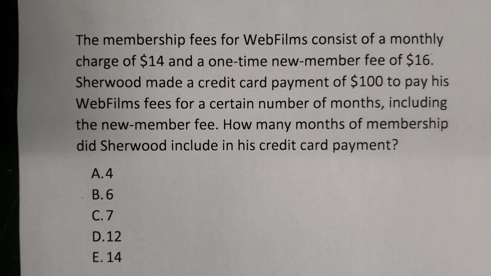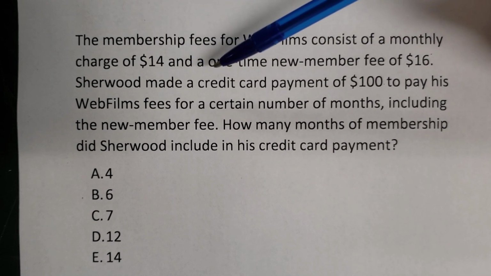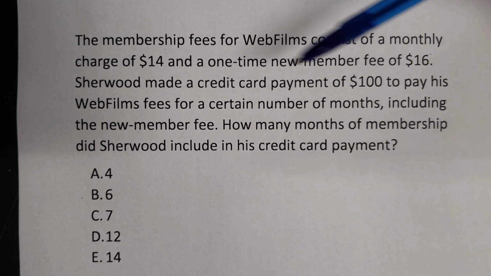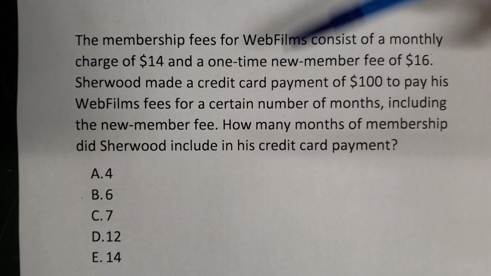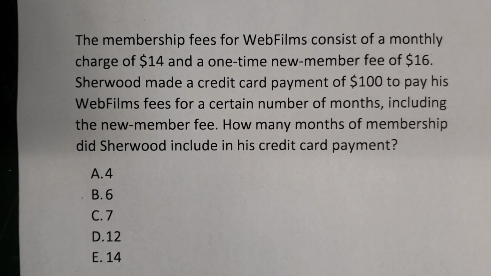Let's go ahead and read the problem so we can get started. The membership fees for WebFilms consist of a monthly charge of $14 and a one-time new member fee of $16. Sherwood made a credit card payment of $100 to pay his WebFilms fees for a certain number of months, including the new member fee. How many months of membership did Sherwood include in his credit card payment?